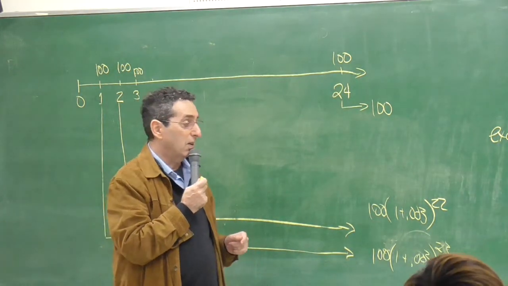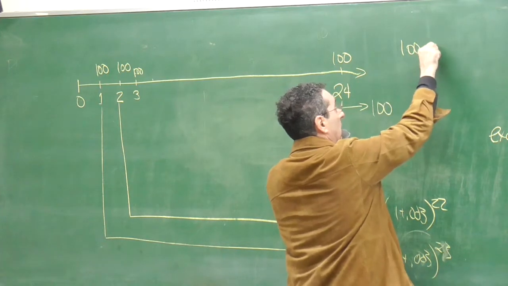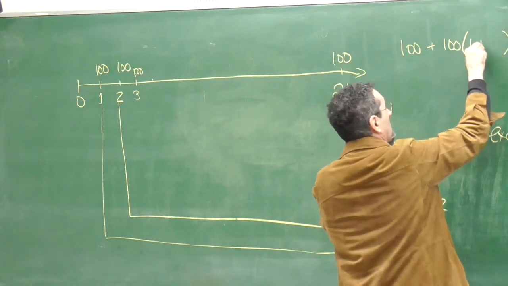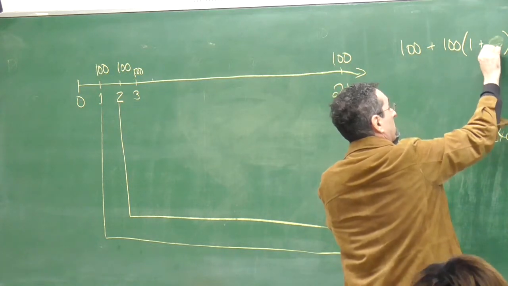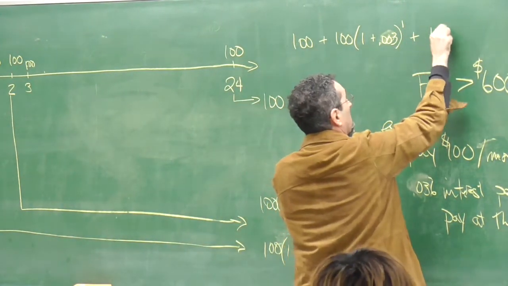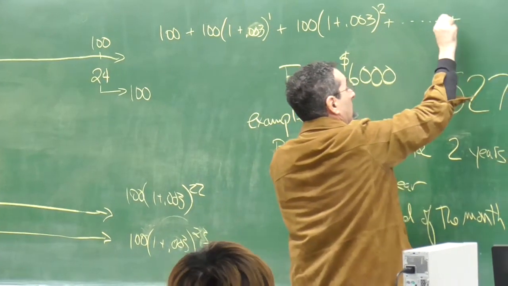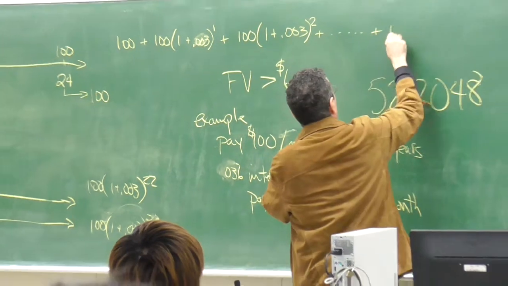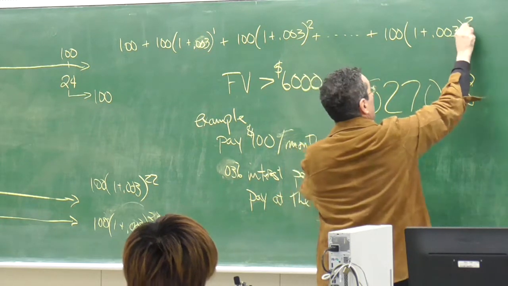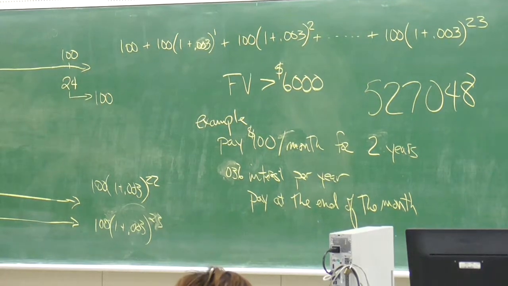Right? Okay. So we have to add this up, so let's write it down. Let's say we have 100 for this one, plus 100 times, next one is going to be what? 1 plus 0.003 to the first, right? Plus 100 times 1 plus 0.003 to the second, plus, what's the last term? 100 times 1 plus 0.003 to the 23rd. Okay? Everybody agree with that? Okay. So we have to add that up.